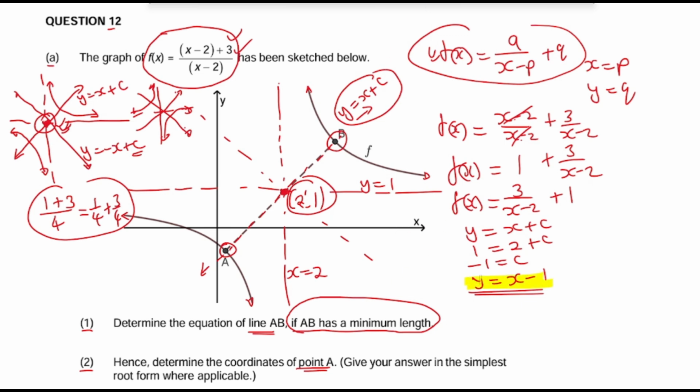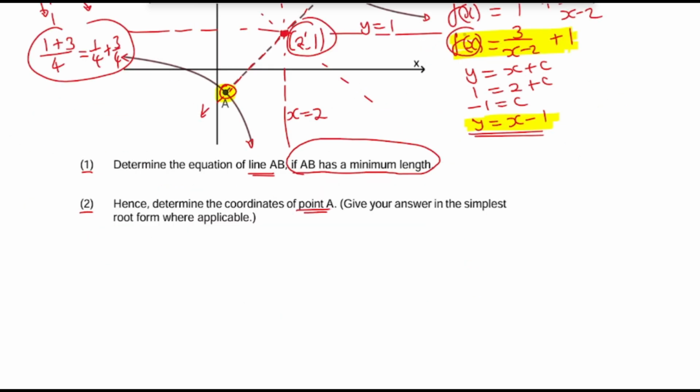We have the equation of AB, we have the equation of the function here. So we can equate these two functions and then solve for x. We're going to get two x values and two y values, but we need to find the coordinates of A. Right, let's do that. We're going to say f of x is equal to the y here, so it means 3 over x minus 2, and then plus 1 is equal to x minus 1, right?